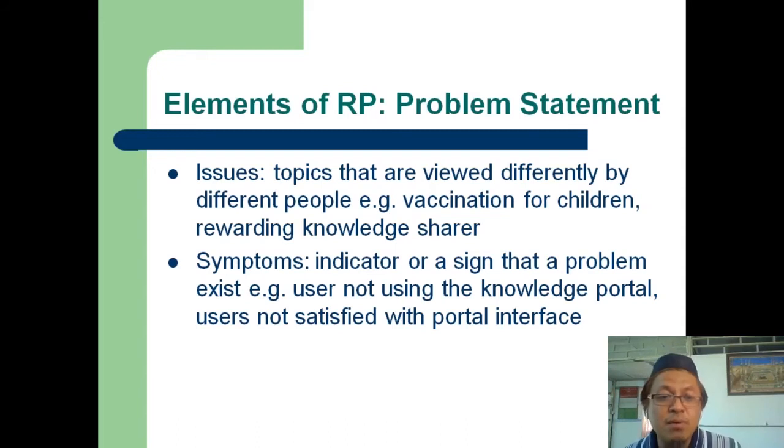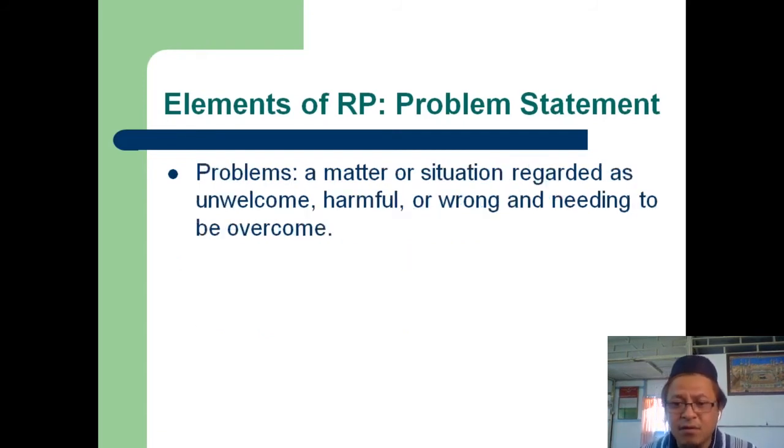So what about symptoms? Symptoms are an indication that a problem exists. For example, in an organization, you develop a knowledge portal. People are not using the portal. The features and functions in the portal are not being utilized by the users. This is an indication that there is some issue with the portal. Why do users not want to use it? Why are users abstaining from using the knowledge portal? Or probably users are not very happy with the interface of the knowledge portal.